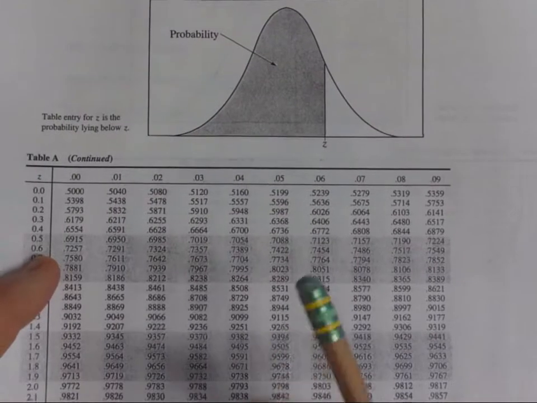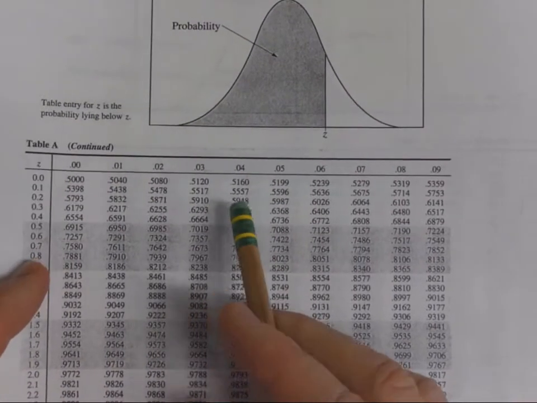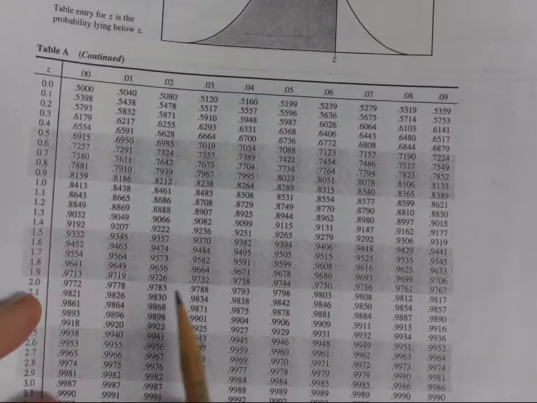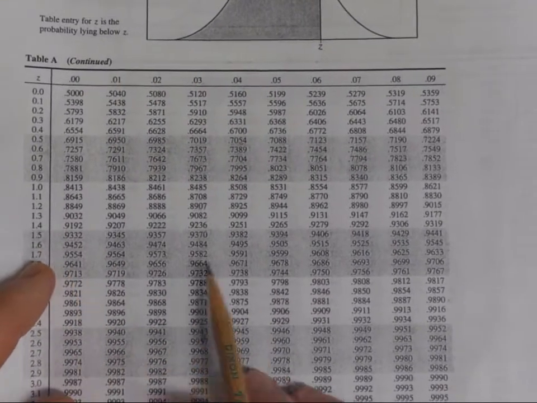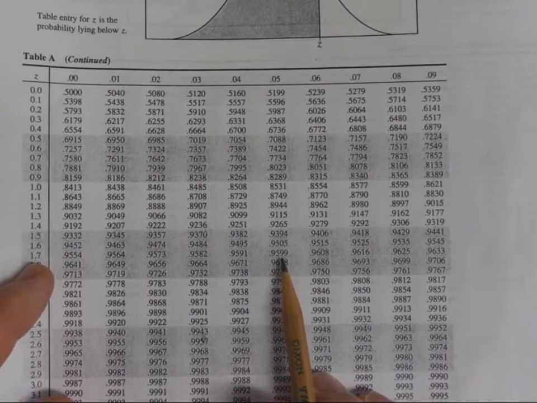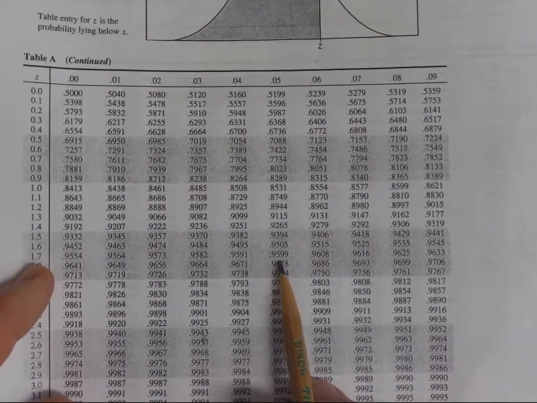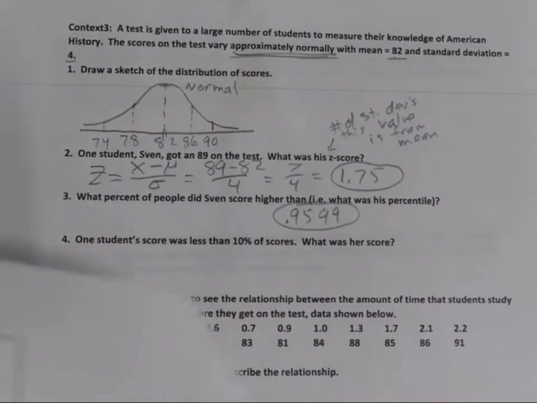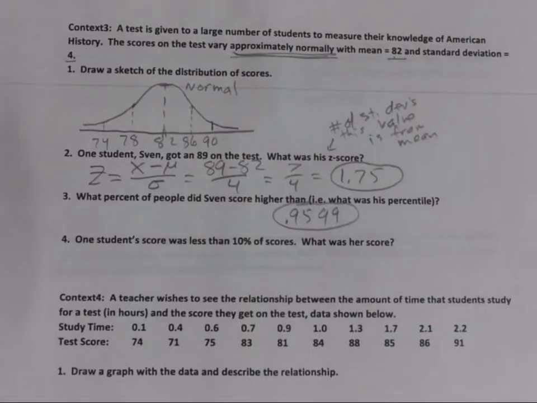By the way, let's say your value was a little off, like let's pretend it was 1.752, you would just estimate it as best you can. You go to 1.75, and then 1.752 is maybe a little bit more than that. So it would be somewhere between there, and you could estimate it, and that's fine. It doesn't have to be exact. So that is how you would use that table to find that.